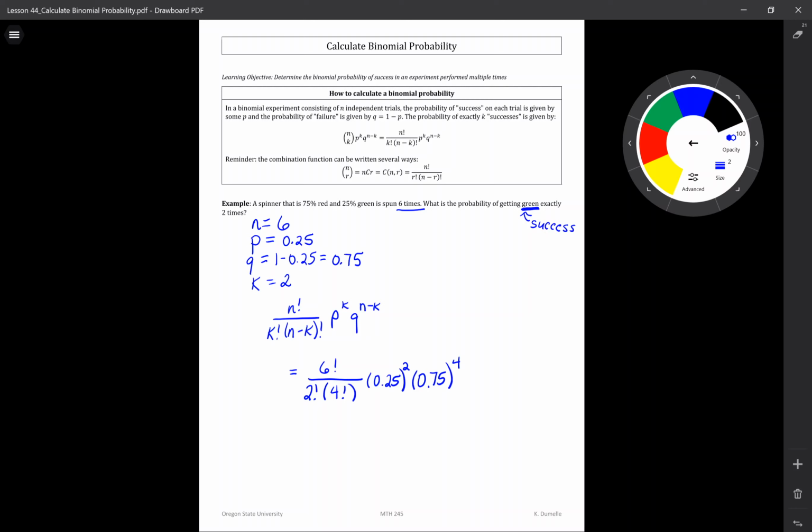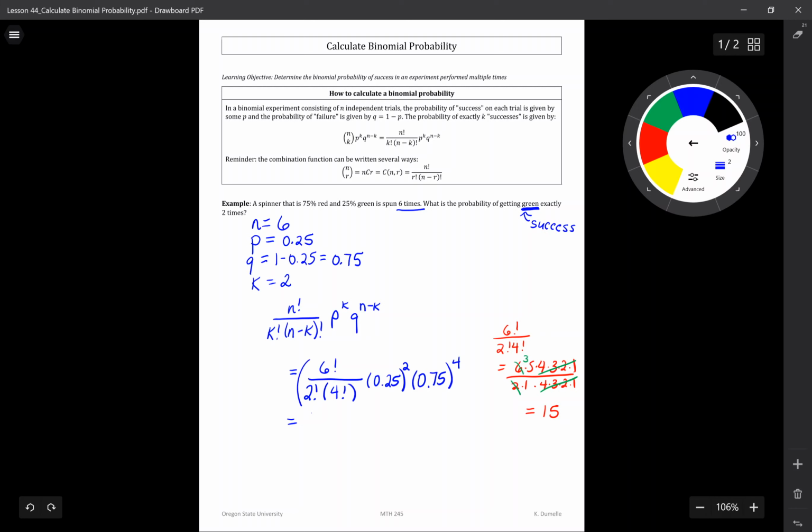So let's see if I can cancel out some stuff with my factorials over here. Let's just do this off to the side. So 6 factorial divided by 2 factorial, 4 factorial. This is equal to 6 times 5 times 4 times 3 times 2 times 1 over 2 times 1 times 4 times 3 times 2 times 1. So our 4, 3, 2, 1s cancel, and I can cancel this 2 with this 6, and I'll be left with 3. So we get that this is 3 times 5, or 15.